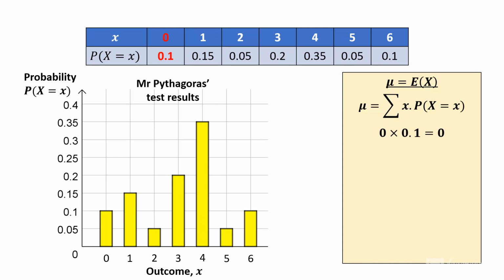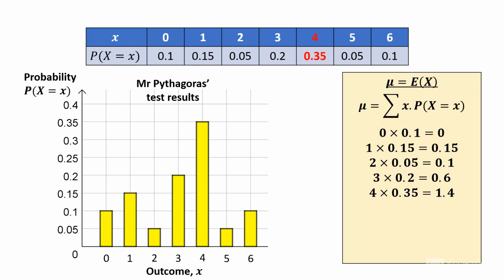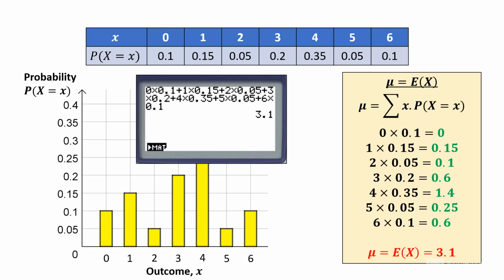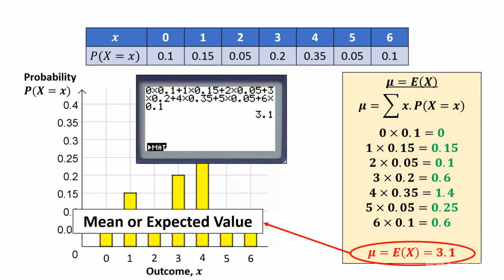So we're going to go 0 times 0.1, 1 times 0.15, 2 times 0.05, 3 times 0.2, 4 times 0.35, 5 times 0.05, and 6 times 0.1. And then we're going to take all of these results and sum them up to get a mean or expected value of x of 3.1. Now we can do it a very quick way by doing it all in one go on the calculator. So our mean or expected value of x is 3.1 for the test. The average mark is 3.1 out of 6.